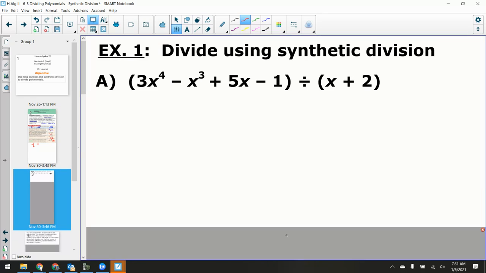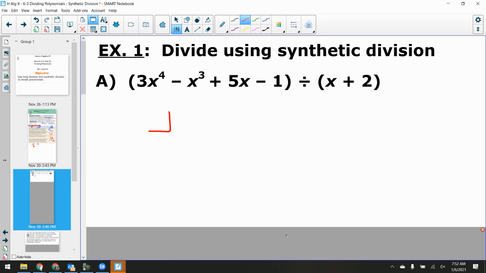All right, let's try it. So this is, just verify with me, your example A for the guided notes, right? Okay, perfect. I know I had it screwed up in my groups yesterday. Okay, so I hope those of you who have watched the long division video would say that, wow, this would be kind of a difficult problem. In synthetic division, man, it's pretty slick.